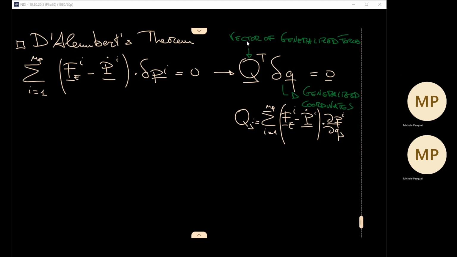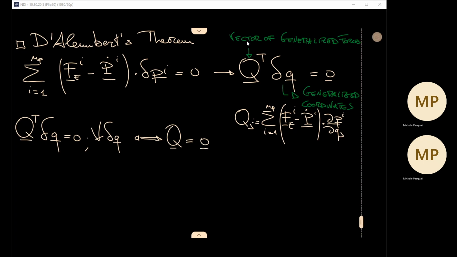So from here, what we actually said was that writing this, and let's remember, for every possible dq, for every possible virtual displacement, was a sufficient and necessary condition for zeroing the vector of generalized forces. Okay.